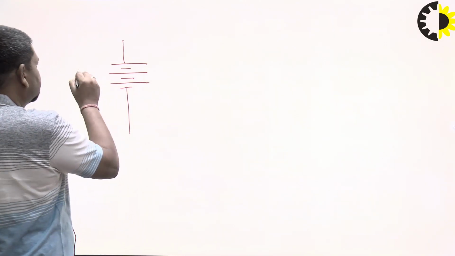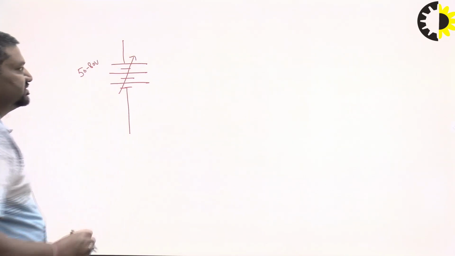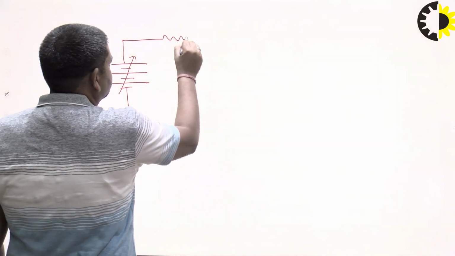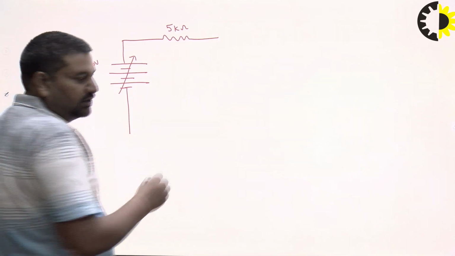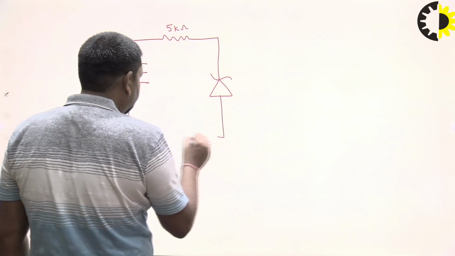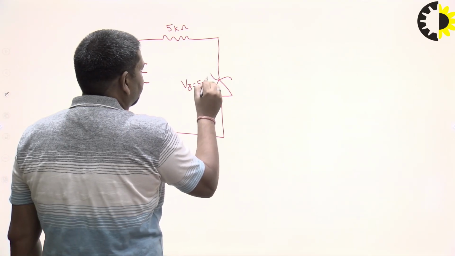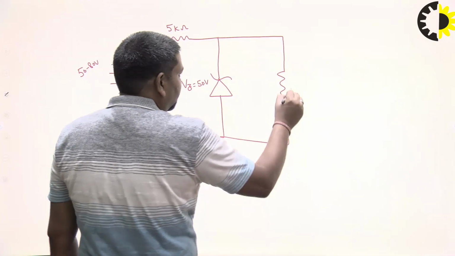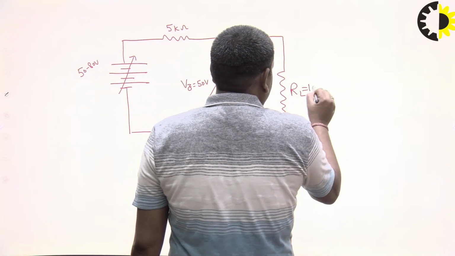In ST1, the supply voltage is to be varied from 50 to 80 volt, because this is a line voltage regulation question, and the input resistance is 5 kilo ohm. The Zener diode is connected in parallel at the output, the Zener voltage of that diode is 50 volt, and the load resistance RL is equal to 10 kilo ohm.